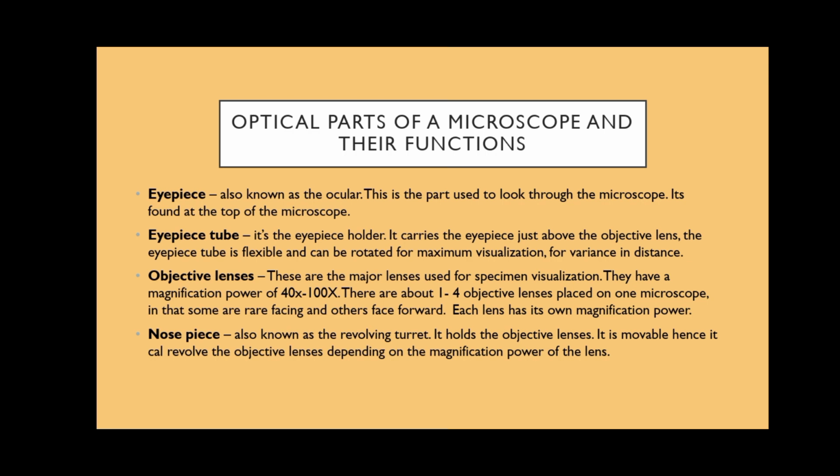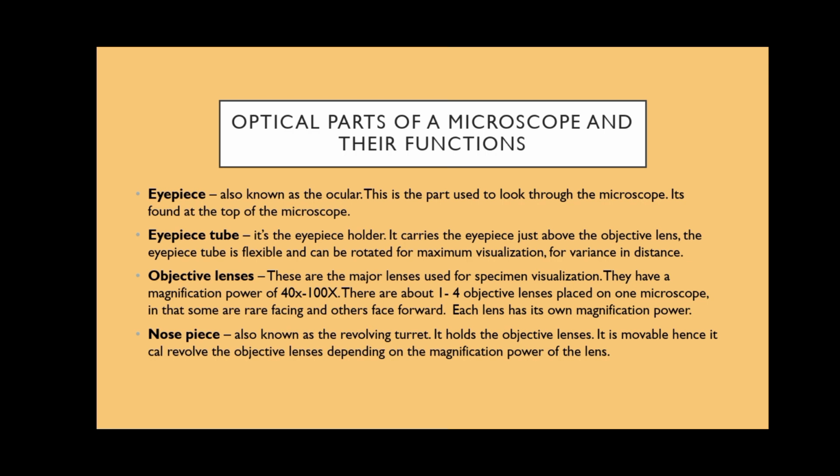Number 3 is the objective lenses. These are the major lenses used for specimen visualization. They have a magnification power of 40 times to 100 times. There are usually four objective lenses placed on one microscope, and some are rear facing and others face forward. Each lens has its own magnification power.